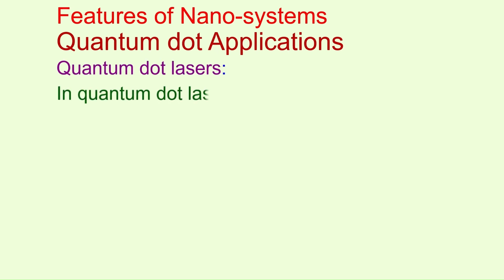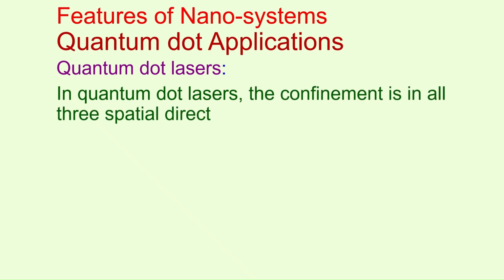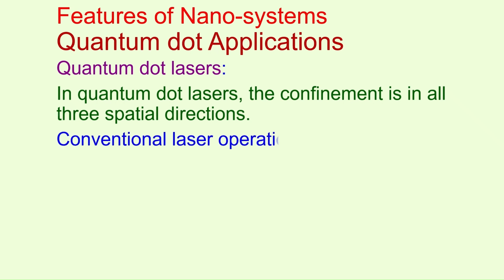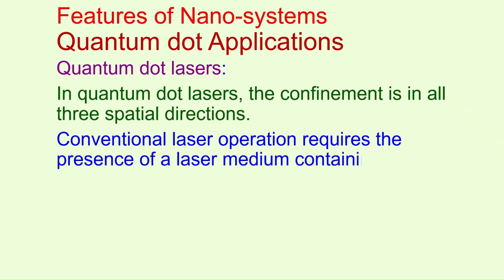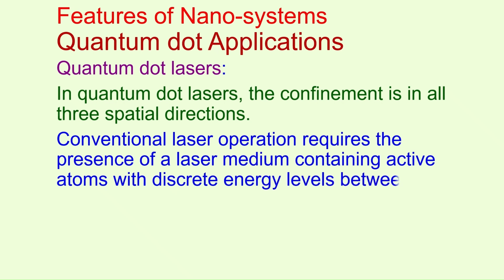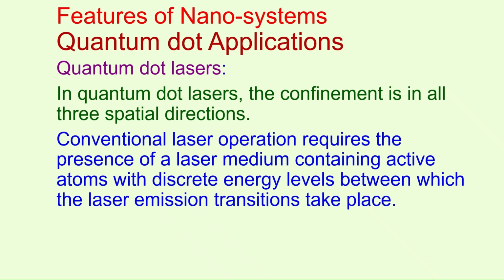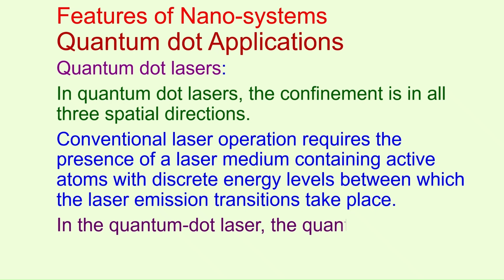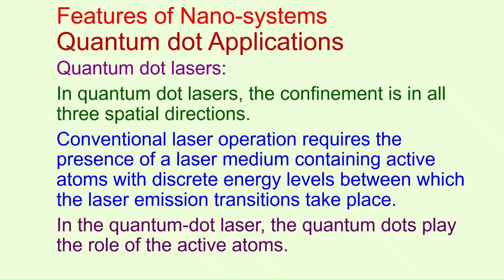Quantum dot lasers. In quantum dot lasers, the confinement is in all three spatial directions. Conventional laser operation requires the presence of a laser medium containing active atoms with discrete energy levels, between which the laser emission transitions take place. In the quantum dot laser, the quantum dots play the role of the active atoms.